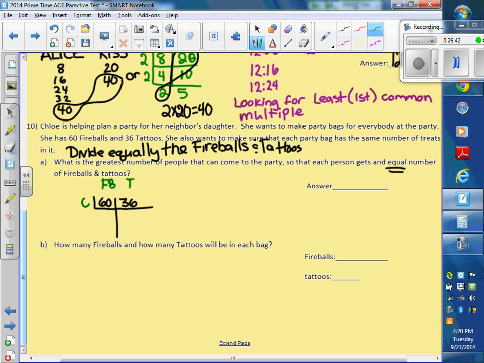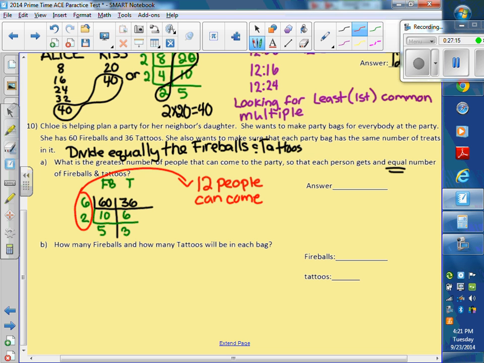I know that 6 goes into both of these, 10 and 6 times. I know that 2 goes into both of these, 5 and 3 times. So that means my greatest common factor, 12 people, can come to the party. And each would get 5 fireballs and 3 tattoos. So 12 people for part A.